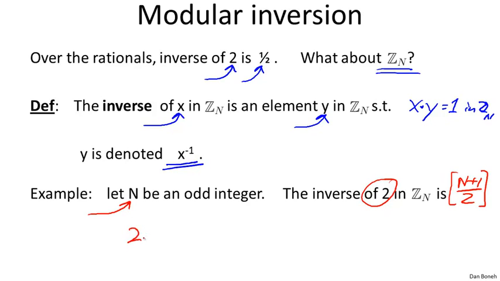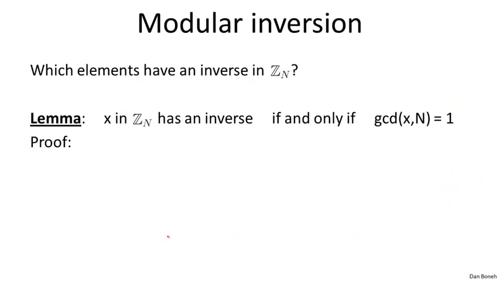Now why is (n plus 1) over 2 the inverse of 2? Well, let's just multiply by 2. So we do 2 times (n plus 1) over 2. And what do we get? Well, that's simply equal to n plus 1, and n plus 1 is simply equal to 1 in Zn. So since their product is equal to 1, we know that (n plus 1) over 2 is the inverse of 2 in Zn.